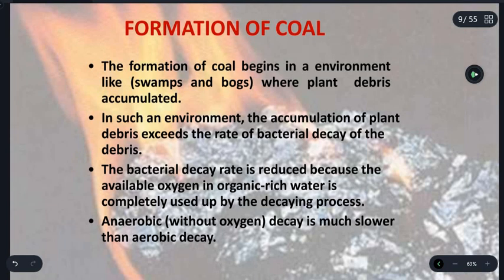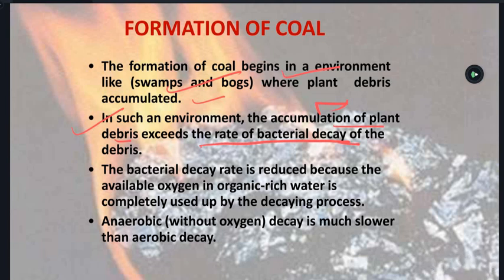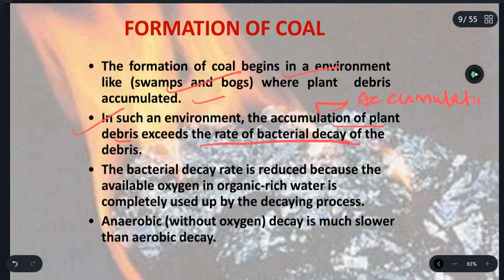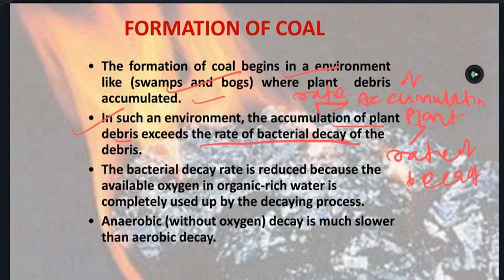So the formation of coal begins in an environment like swamps and bogs where plant debris accumulates. I already discussed this. In such an environment, the accumulation of the plant debris exceeds the rate of bacterial decay. So accumulation of the plant debris exceeds the amount of bacterial decay activity. That means the rate of accumulation of plant will be greater than the rate of bacterial decay.